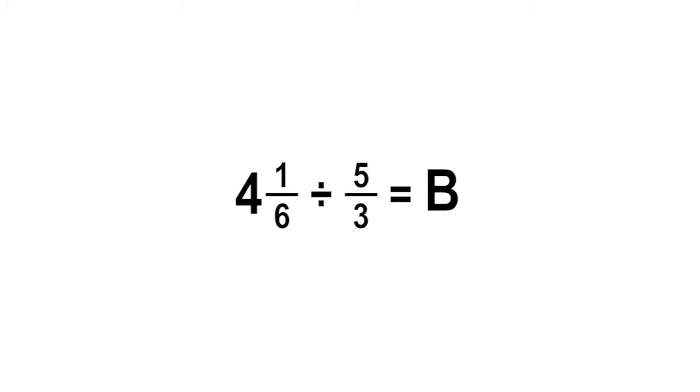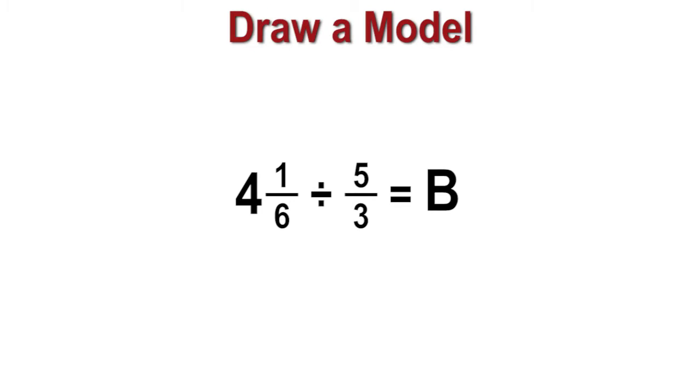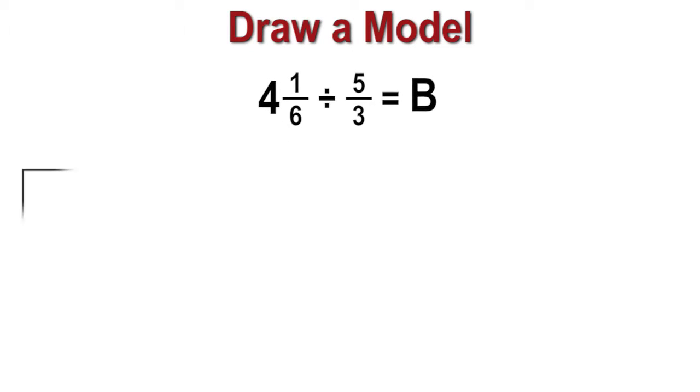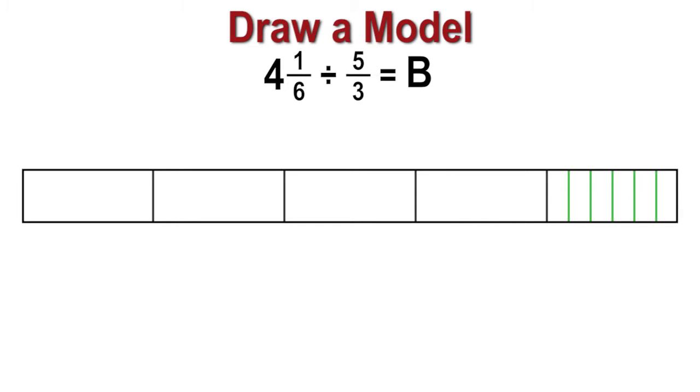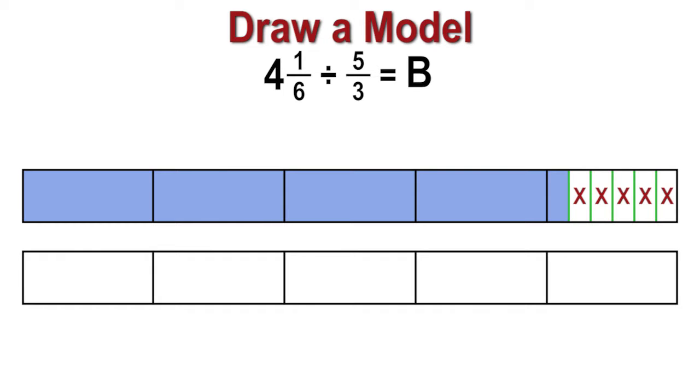4 1/6 divided by 5/3 equals B. One strategy is to use a drawing to solve the problem. First, draw a bar representing 4 1/6. There are 4 wholes, and the last whole was partitioned into 6. The extra 5/6 are crossed out. Now draw a bar representing 5/3. Because the denominator is 3, partition each whole into 3 equal parts, or thirds. We want to find out how many 5/3 are in 4 1/6.